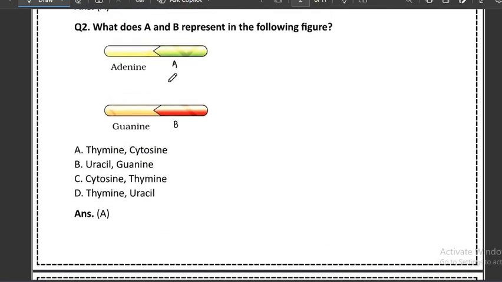Next question, what do A and B represent in the following figure? Option A, thymine, cytosine. Option B, uracil, guanine. Option C, cytosine, thymine. Option D, thymine, uracil. Option A, thymine and cytosine.